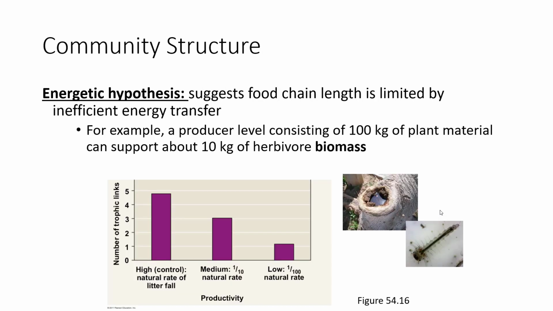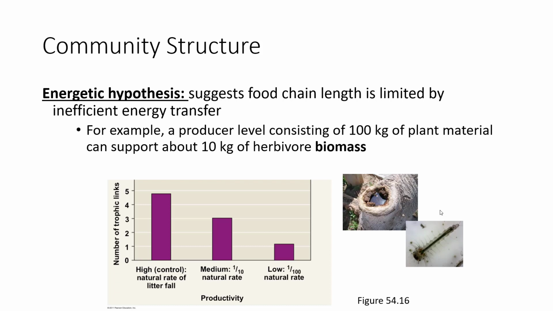And the structure of the community is going to vary based on the efficiency of energy transfer and how much food is actually available to each one of these. This is an experiment done in these little holes in trees where water is going to accumulate. Leaves will fall into those holes and will gradually degrade or be eaten by various insects in there. So you can see how many trophic links there are, basically how many times you are going to have an insect eating an insect eating an insect, and eventually being eaten by a frog.